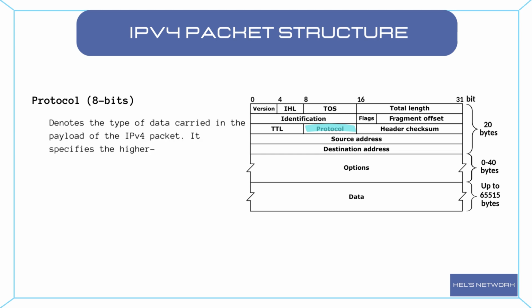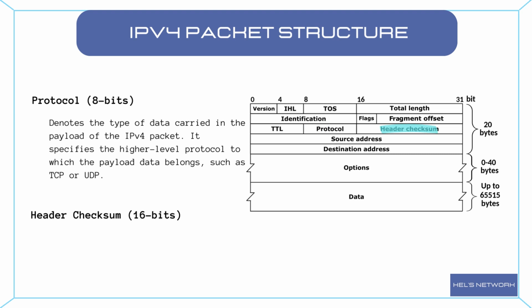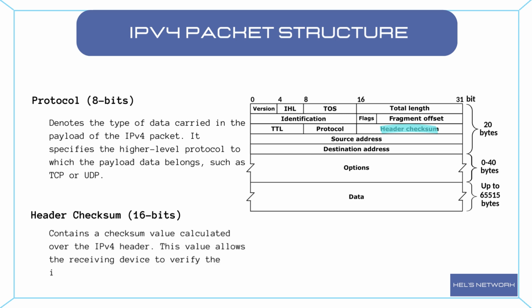The protocol field denotes the type of data carried in the payload of the IPv4 packet. It specifies the higher-level protocol to which the payload data belongs, such as TCP or UDP. To ensure data integrity, the header checksum field contains a checksum value calculated over the IPv4 header. This value allows the receiving device to verify the integrity of the header and detect any potential errors during transmission.